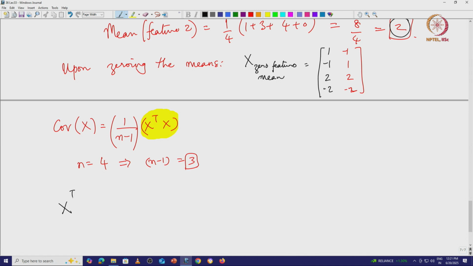So now what is X transpose X? This X transpose X refers to the data matrix after standardization.